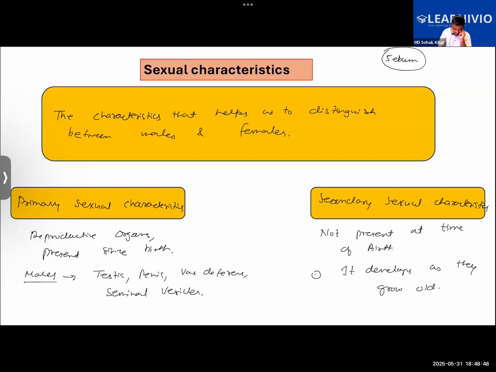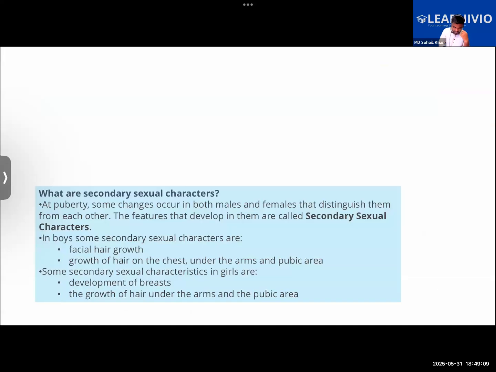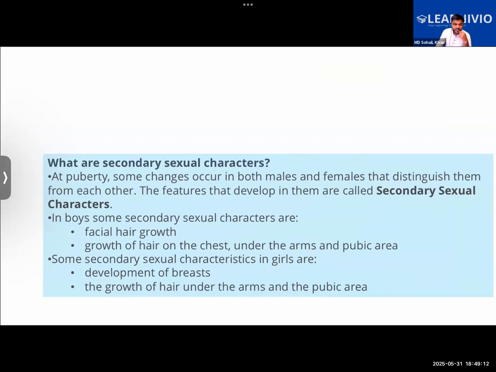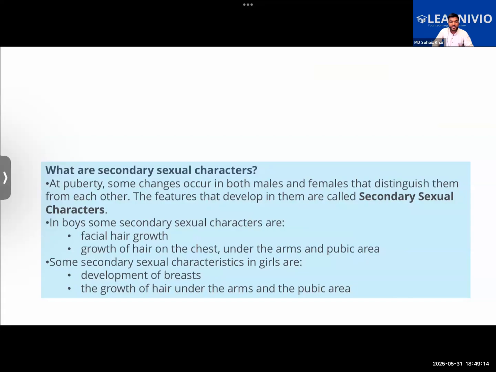Then as for the females, in the female child, the reproductive organs like ovaries, fallopian tube, uterus are present since birth. That's the thing. Also, in the exams, guys, this question is usually asked: you will be asked to write down the secondary sexual characteristics in the males and in the females. So you must memorize these.